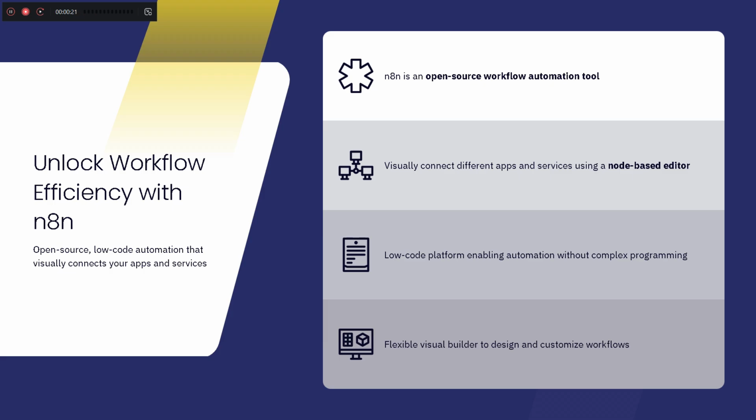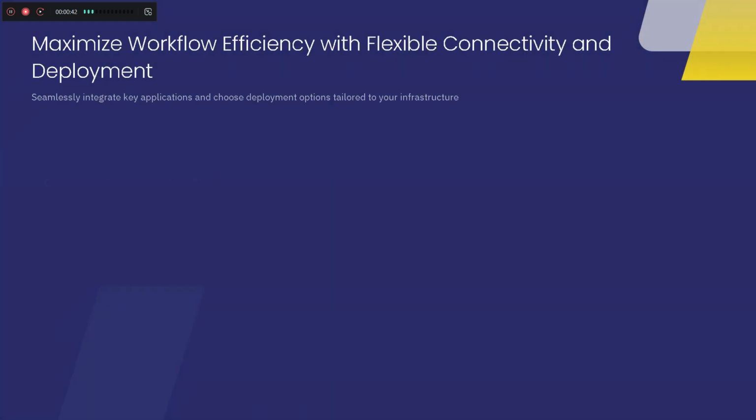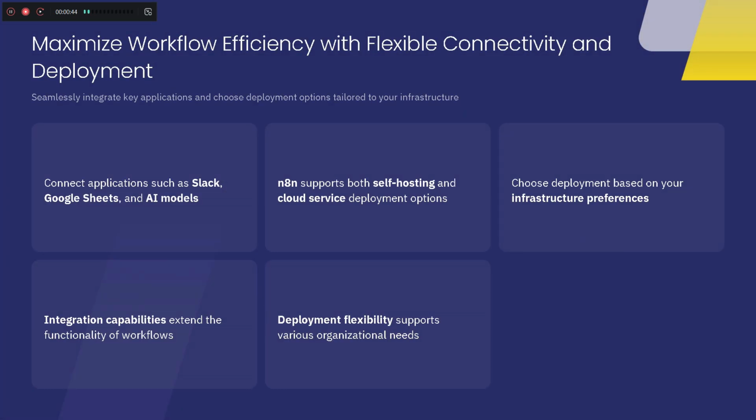n8n is an open source workflow automation tool. n8n visually connects different apps and services using a node-based editor, a low-code platform enabling automation without complex programming, with a flexible visual builder to design and customize workflows. And you can connect, maximum connectivity is there with Google Sheets, AI models, and it supports both self-hosting and cloud services. And we will discuss the self-hosting here.